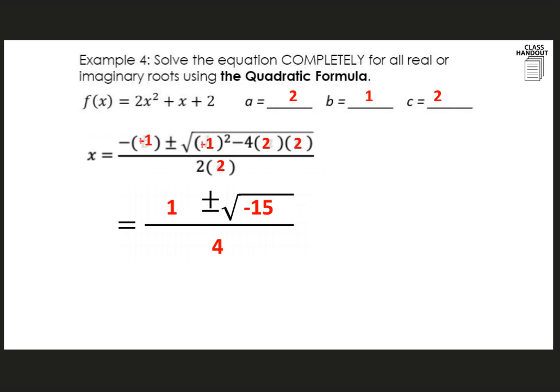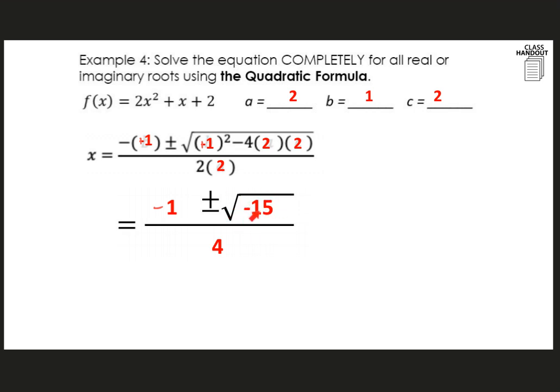Okay, so plugging our quadratic in here, we get x equals negative b plus or minus the square root of b squared minus 4 times a times c, all over 2 times a. So this first part simplifies to negative 1, because it's negative positive 1, plus or minus the square root of 1 squared minus 4 times 2 times 2. We end up with negative 15, and then 2 times 2 is 4. So now we need to see if we can simplify this radical.